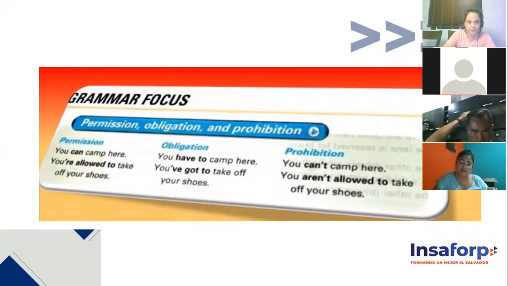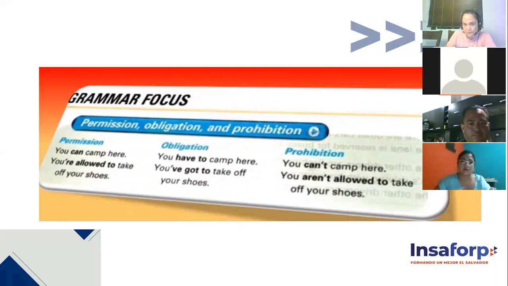What about obligation? Let's see, Gerardo, read the obligations, one line here. You have to come here. You've got to take off your shoes. Good. Okay, you have to, and you've got to take. Now, I think the first one, have to, is something that we use really frequently, but the second one, have got to, is not that common.